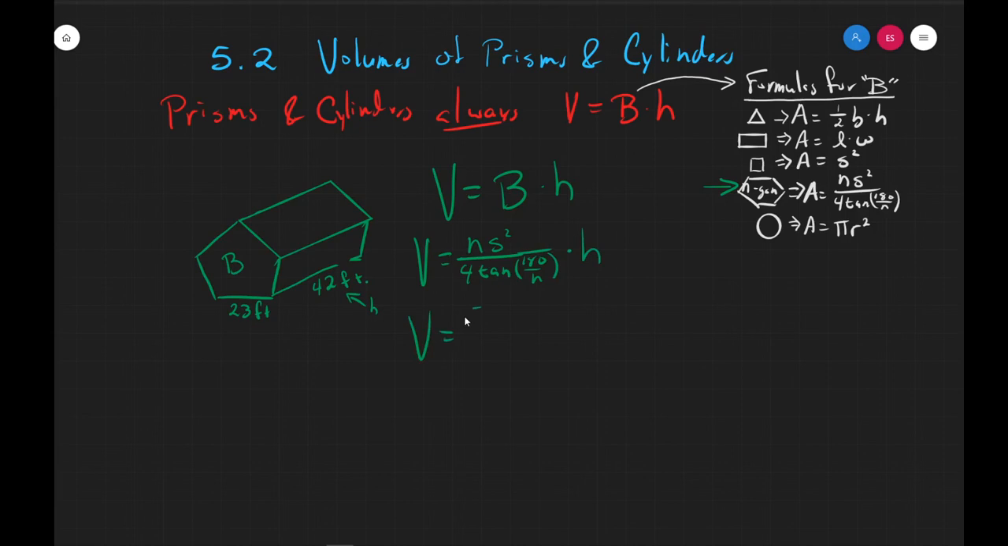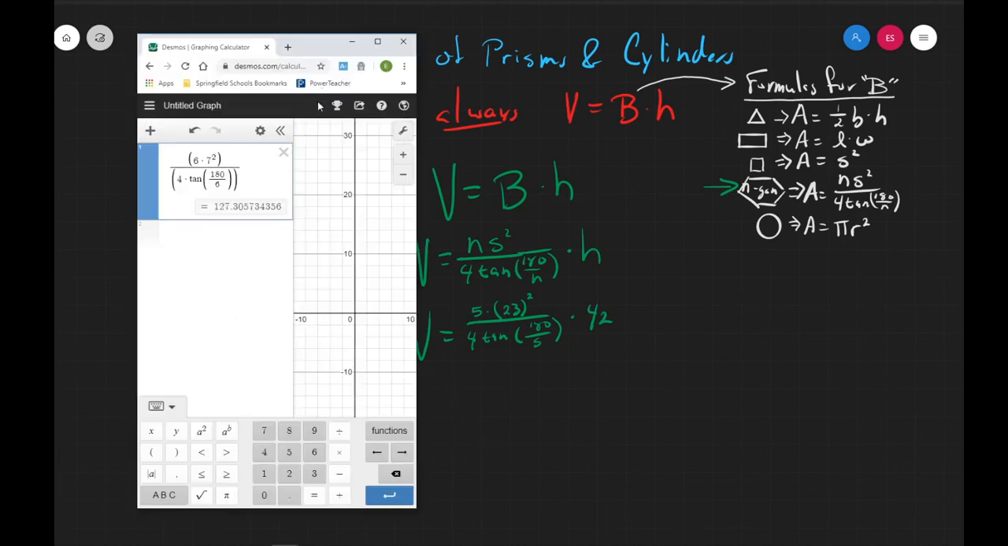Number of sides is going to be 5 times our side length, which is 23 feet. We're going to square that over 4 times tangent of 180 over our 5 sides, times our height, which is 42. So once we have this, we don't have to do a whole bunch more. We can just hammer this straight into our calculating device.